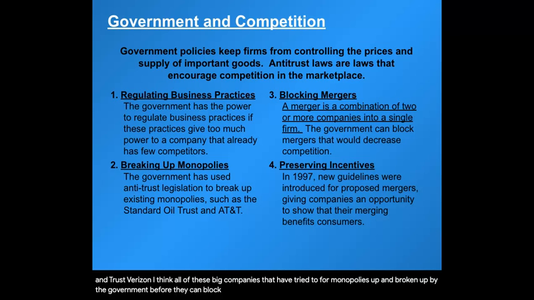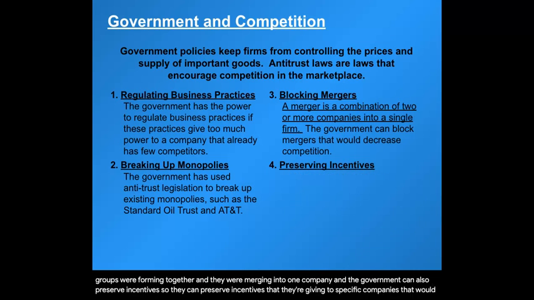They can block mergers. Mergers are the combination of two or more large companies into a single firm. Like in the video we were watching two days ago, there was a merger, I'm sorry, it was an AOL merger with Time Warner. So these two media groups were forming together and merging into one company. And the government can also preserve incentives that they're giving to specific companies that would benefit consumers.